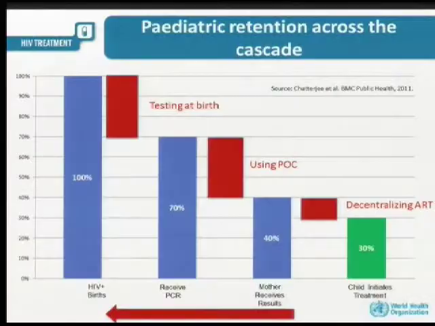This is a presentation of the pediatric cascade. The blue is where we are: if you start with your pool of 100% of births from an HIV-positive mother, they are identified, but then we have this gap in red, that there's no testing at birth, so we have to bring that up. If they don't receive a PCR, then we could use a point-of-care PCR or early infant diagnosis approach. And if the mother doesn't receive the results and the child doesn't start treatment, it may be because ART has not yet been decentralized. Those are some distinct interventions that could be done to improve that cascade.